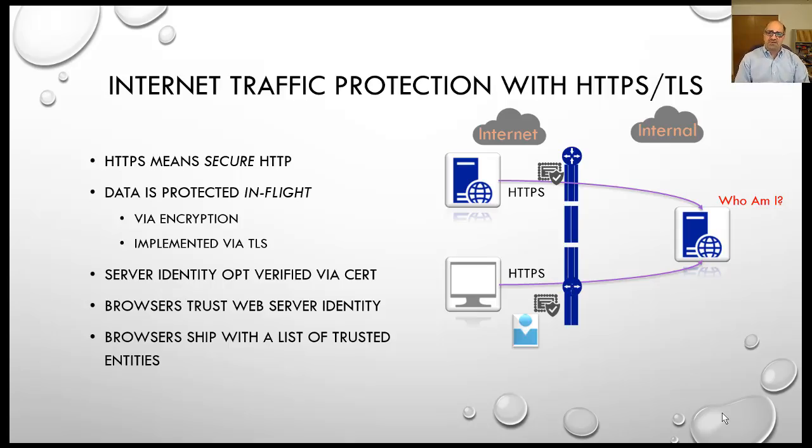So, internet traffic protection with HTTPS and TLS. HTTPS means secure HTTP, and all it really means is that data is encrypted and you can verify that the host you're connected to is the host that you think it is. So data is protected in flight, right? HTTPS is only useful in flight. When the data is on the server, it can still be stolen or something else can happen, because it's no longer encrypted when it's on the server.